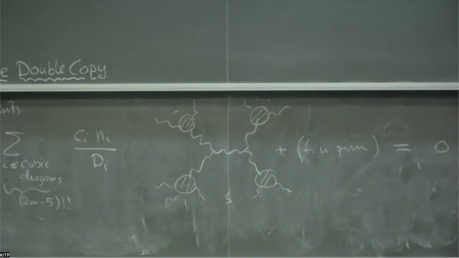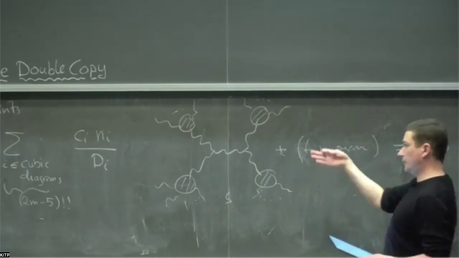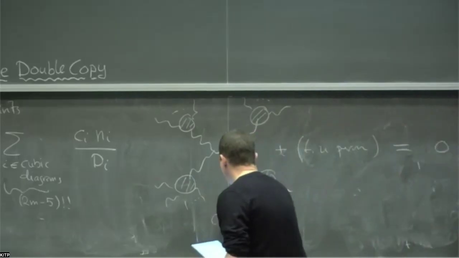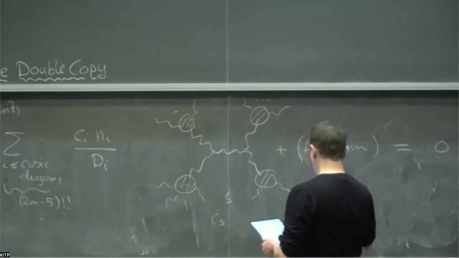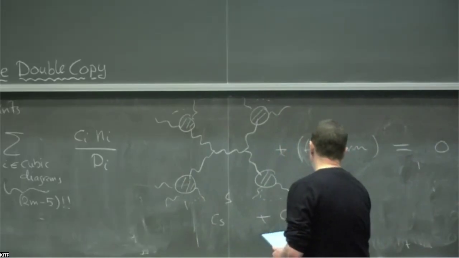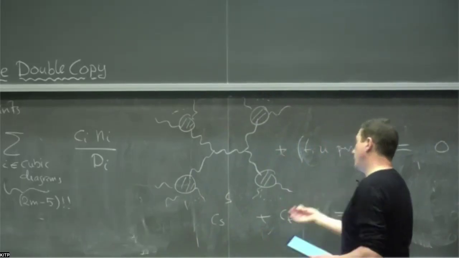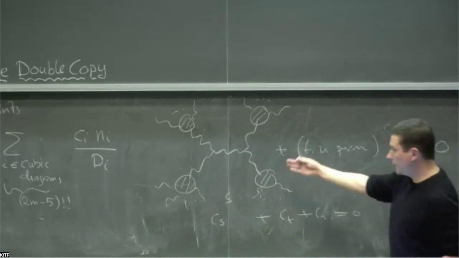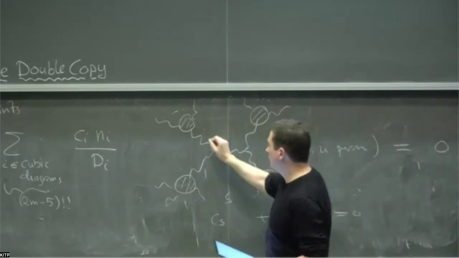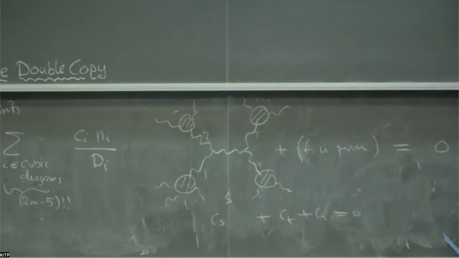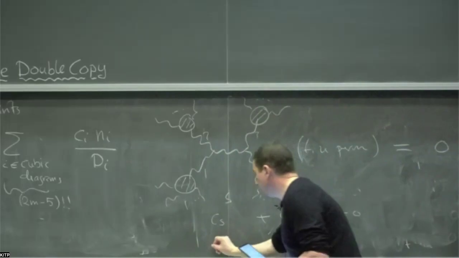And now I'm abusing notation again. What I mean here is that the color factor has to be 0 by Jacobi identity, and the numerator has to be 0. So specifically, C_S plus C_T plus C_U is equal to 0. Now, of course, S, T and U are no longer referring to 4-point kinematics. It's just referring to this effective subdiagram. And likewise for the numerators.